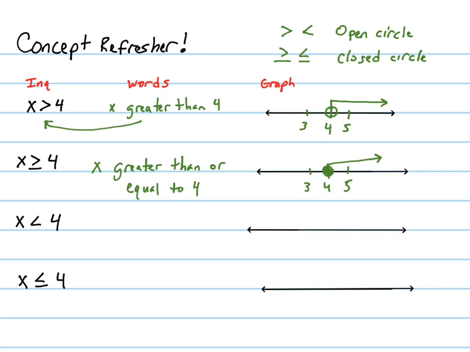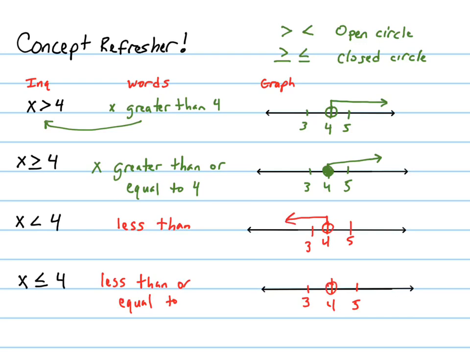Very similar down here. These are both our less than. So we'll go ahead and write the words less than, and then less than or equal to. Same idea. We're going from 4. We've got 5, we've got 3. Less than, once again without the bar, open circle. This time we're going left. Here, closed circle because it's equal to, going to the left.